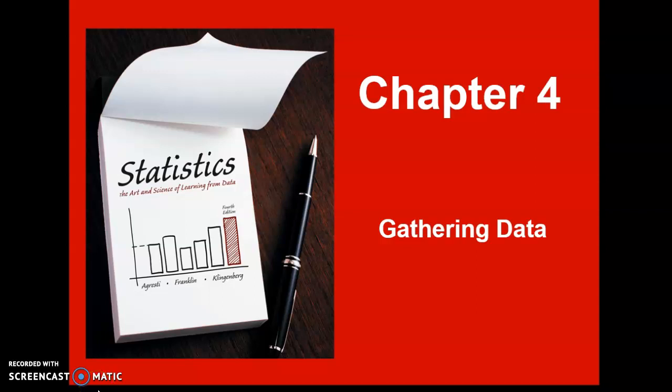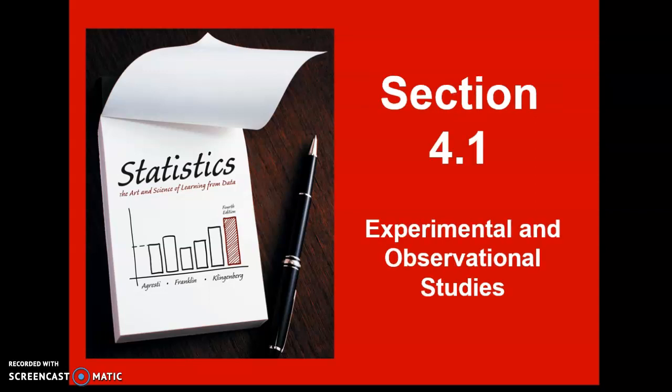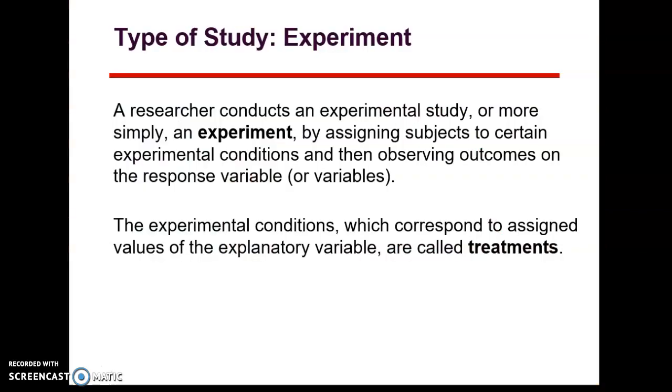Today's presentation is on Chapter 4.1 and 4.2. 4.1 deals with experimental and observational studies. As you recall, there are surveys, observational studies, and experiments. So, an experiment's usually pretty easy to detect.